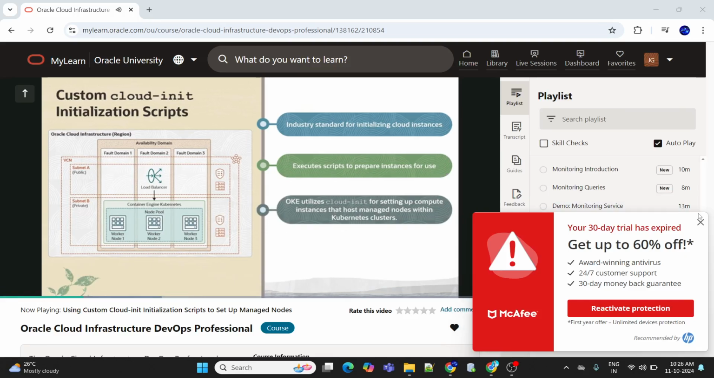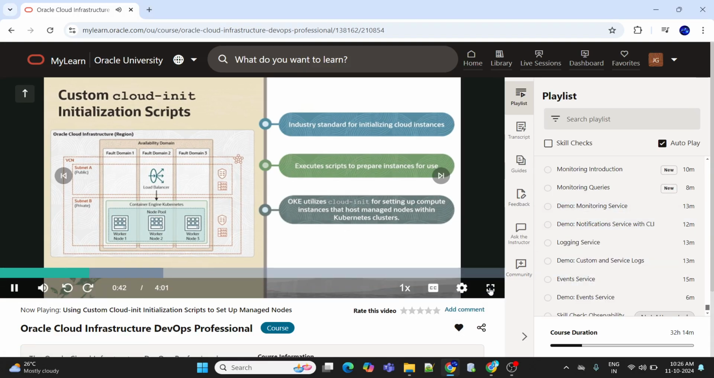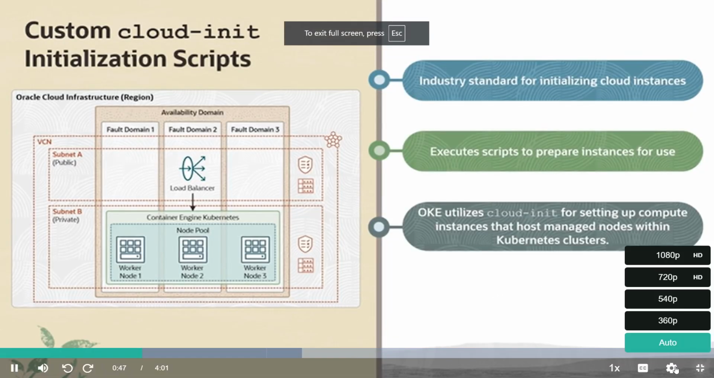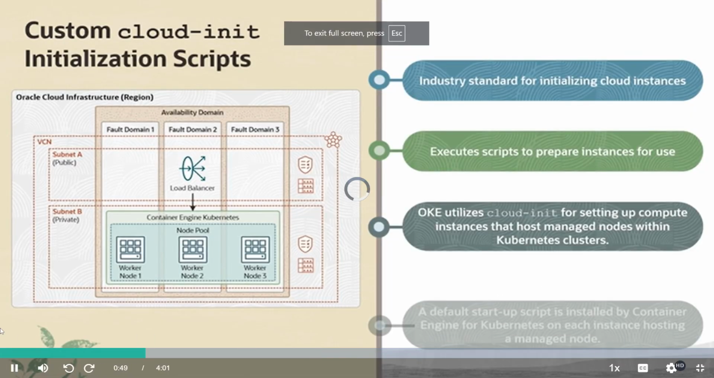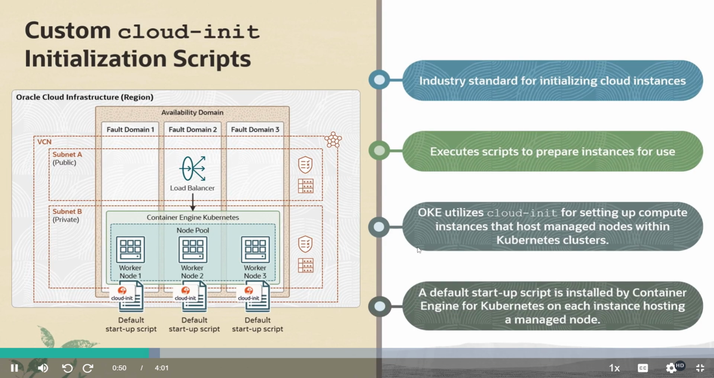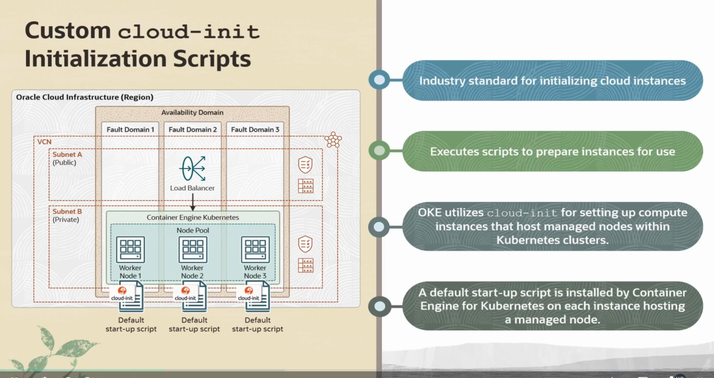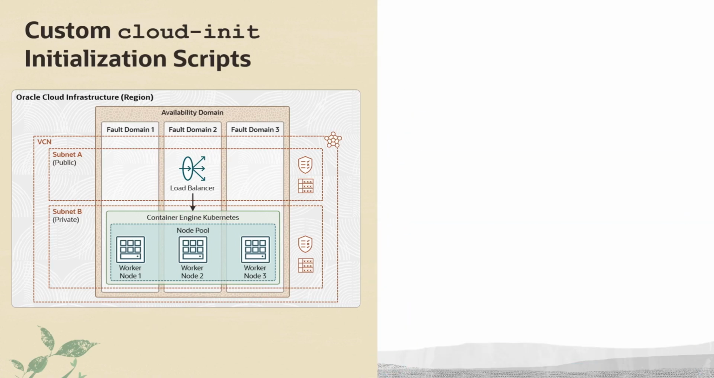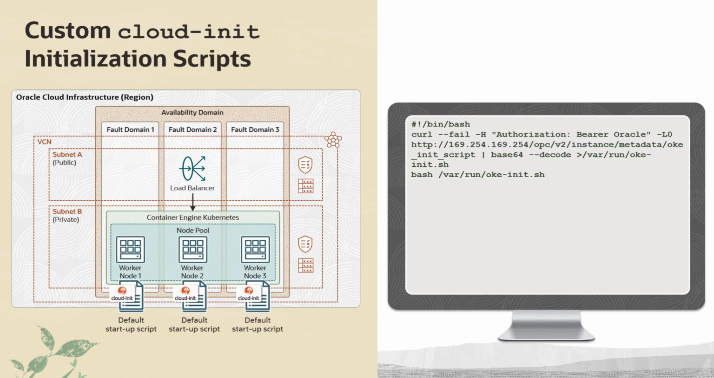In the realm of Container Engine for Kubernetes, Cloud init takes center stage for setting up compute instances, hosting managed nodes. Each instance receives a default startup script, a critical component executed during the initial boot, incorporating essential logic provided by Container Engine for Kubernetes. This script forms the backbone of the configuration process, ensuring seamless integration with the Kubernetes environment. On the screen, you can see the default Cloud Init script which is used.